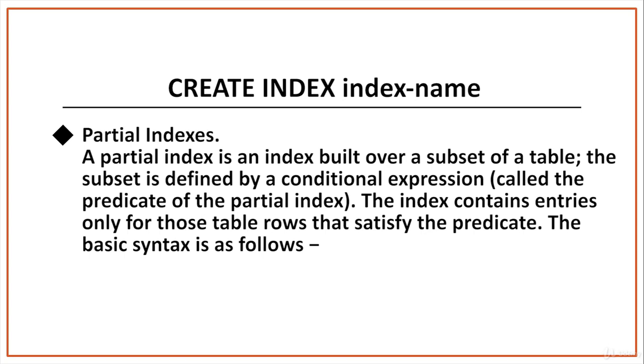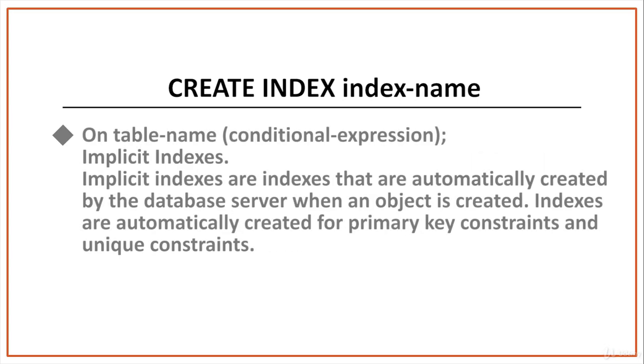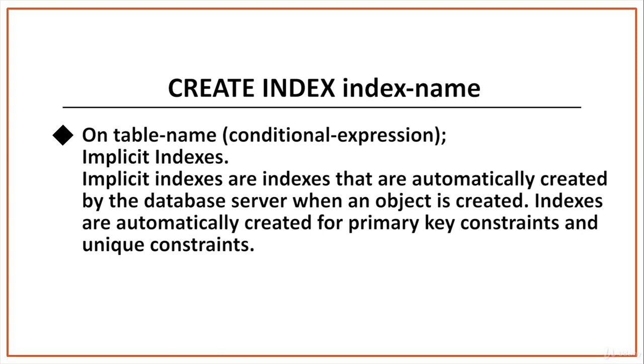A partial index is an index built over a subset of a table. The subset is defined by a conditional expression called the predicate of the partial index. The index contains entries only for those table rows that satisfy the predicate. The basic syntax is as follows: CREATE INDEX index_name ON table_name (conditional_expression).